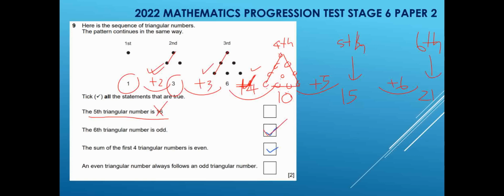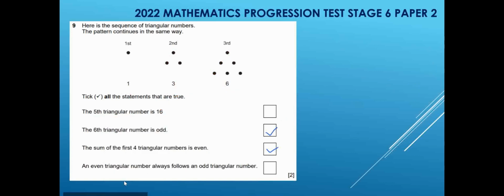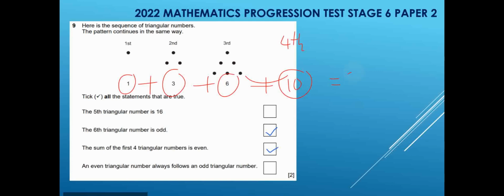The sum of the first four triangular numbers is even. So 1 plus 3 is 4. Let me erase this one first since it got messy. So the sum of the first four triangular numbers is 1, 3, 6 plus 10, the fourth one. So 1 plus 3 plus 6 plus 10 is equal to 20. 20 is even, so it's correct.